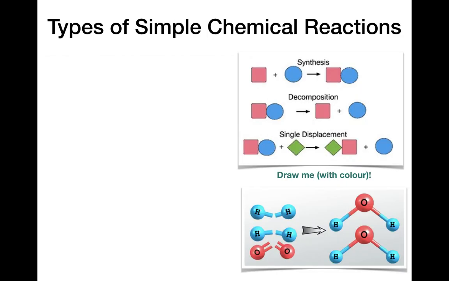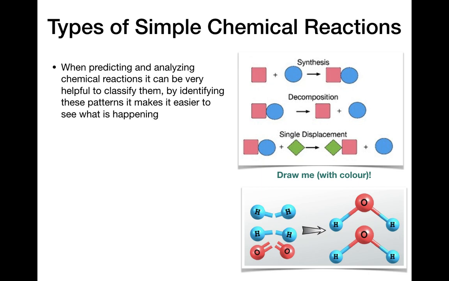Okay, so there are types of chemical reactions. There are three we're going to talk about, and I want you to draw this one. So when we're predicting and analyzing chemical reactions, one of the best tools to help us do this successfully is to classify them. If we can figure out what the different types of reactions are and identify the patterns in the way the bonds are being formed and broken, it makes it a lot easier to figure out what's going on.